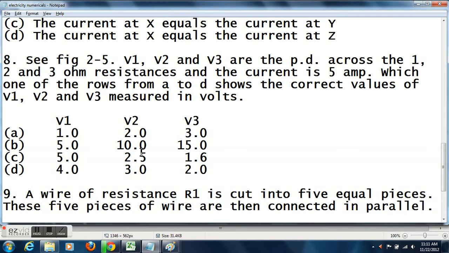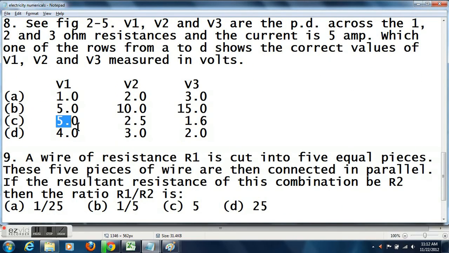B, 5 volt, 10 volt, 15 volt. C, 5 volt, 2.5 volt, and 1.6 volt. And D, 4 volt, 3 volt, and 2 volt. Choose the correct one. Only one of these 4 is correct. Choose the one which is correct.